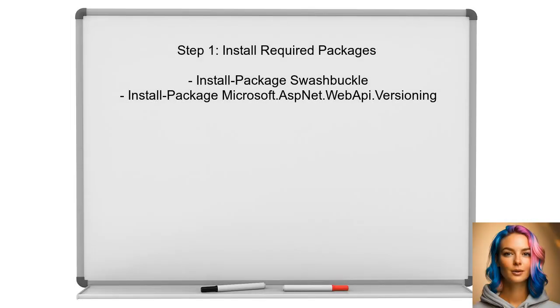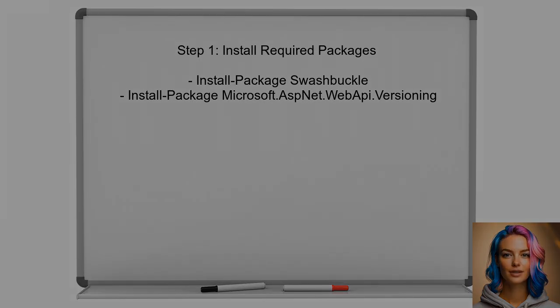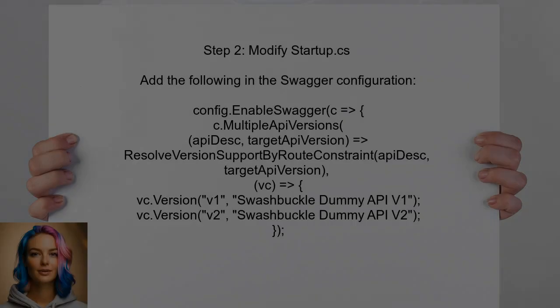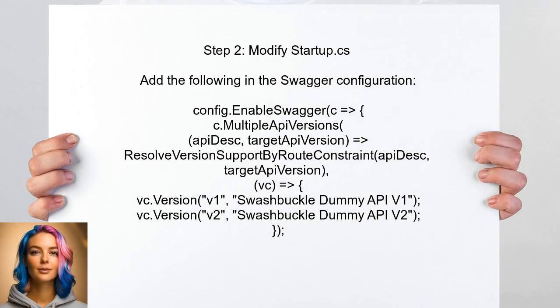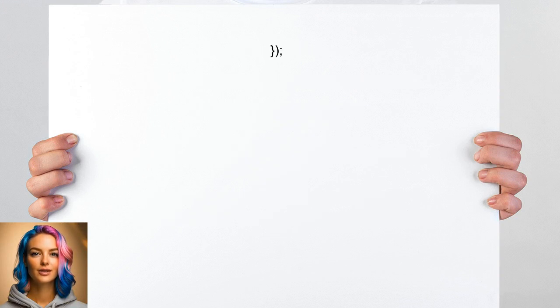To configure Swashbuckle for API versioning, the user should first ensure that the necessary packages are installed. This includes both Swashbuckle and the ASP.NET API versioning packages. Next, the user needs to modify the startup.cs file to set up the Swagger configuration. This involves adding the multiple API versions method to the Swagger configuration.